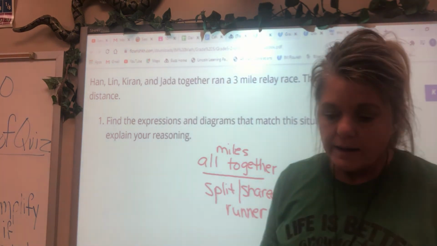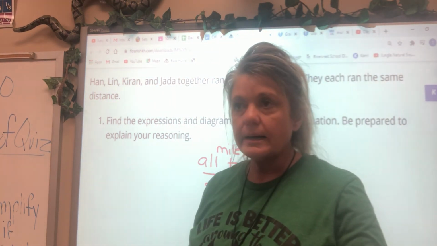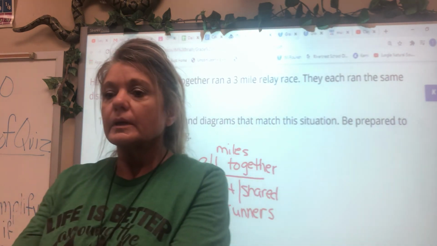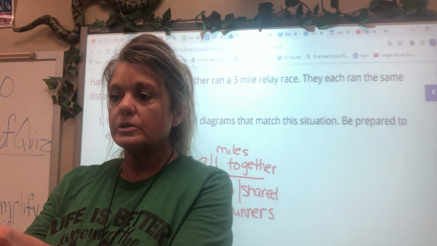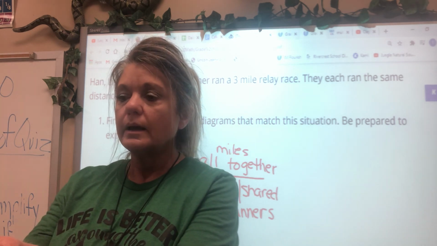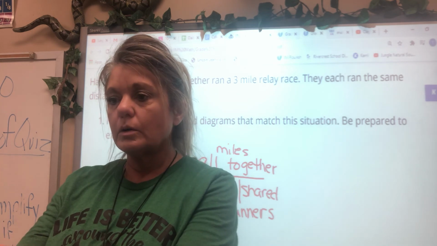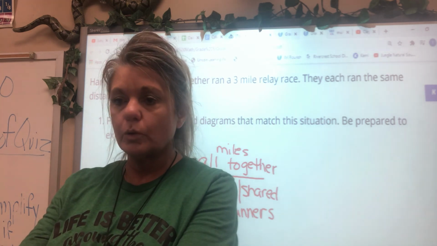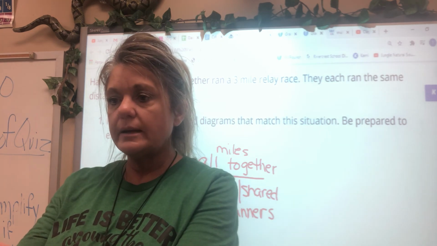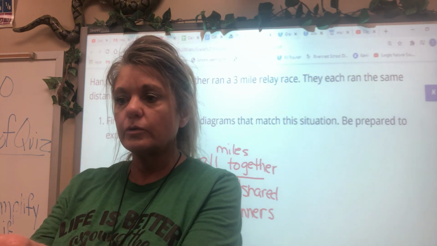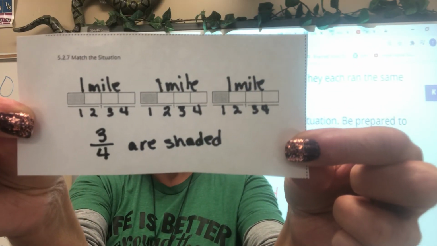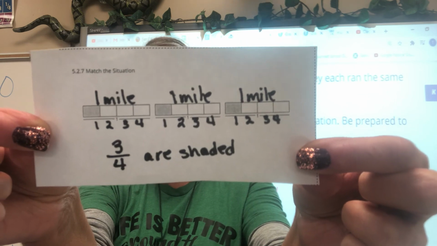Okay. And so then our second diagram, because I told you 2 diagrams could match this, here would be our second one. Again, it's the 3 rectangles, each rectangle representing 1 mile. And each rectangle was divided into 4 runners. And then you look at how many are shaded. 3 of the little fourths are shaded. So those are the 2 diagrams that would have gone with your problem.